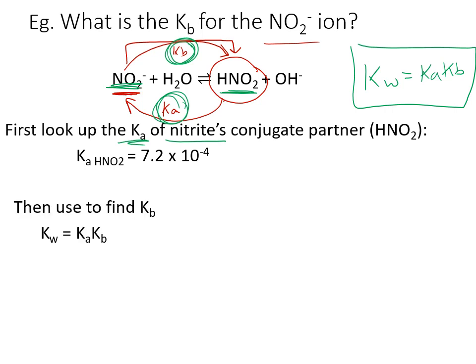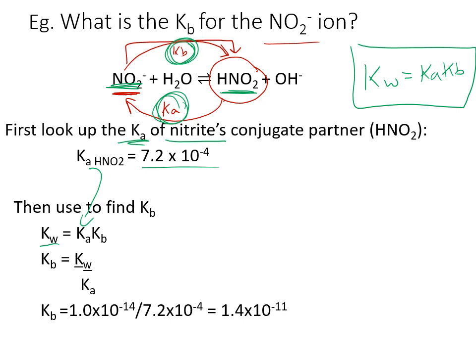So we know that Kw is 1 times 10 to the negative 14. We know that Ka in this particular case is 7.2 times 10 to the negative 4. So we can solve for Kb, and we can say that the Kb of this nitrite ion, its ability to be a base, can be expressed by the Kb of 1.4 times 10 to the negative 11.